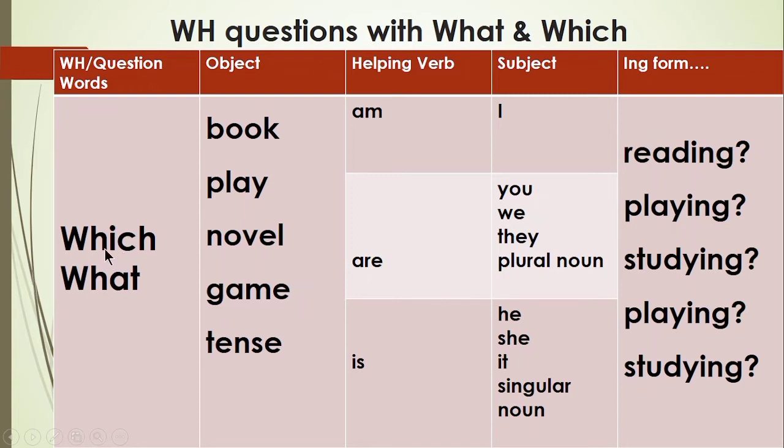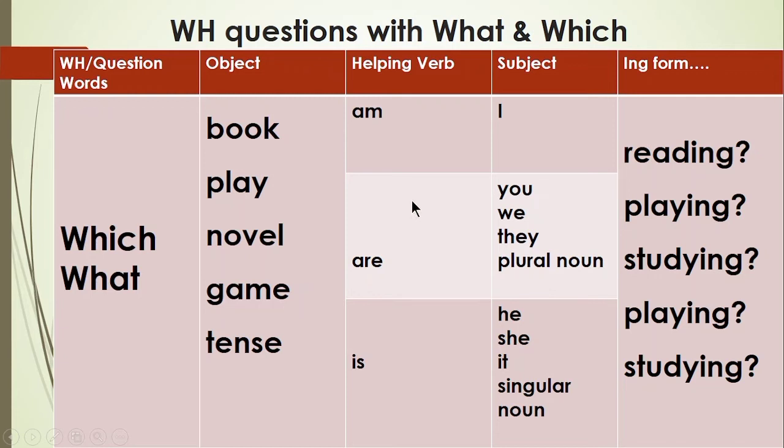What or which, followed by the object, then am, are, or is, then the subject, then the ing form, and finally a question mark. For example, which book are you reading? Which tense are you discussing, or which tense is he discussing? Or what game are you playing? What book are you reading?